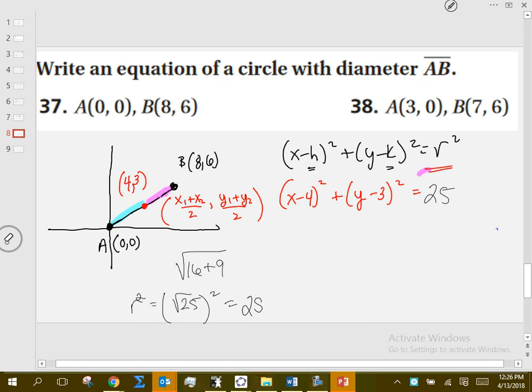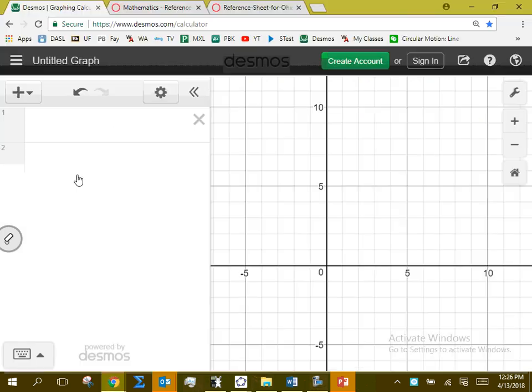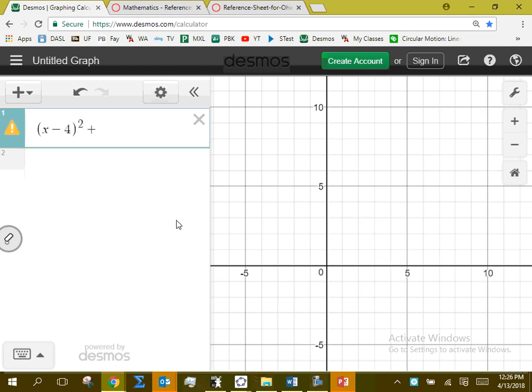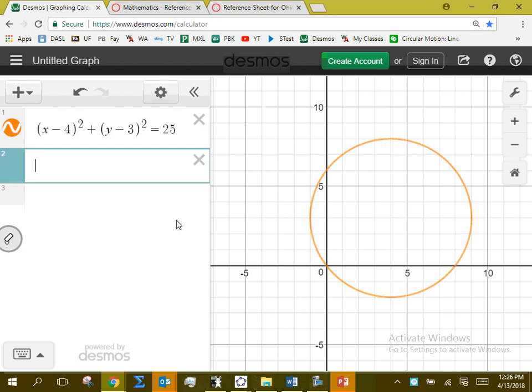Okay. You can graph that. Okay, you can go to Desmos and type in our equation that we just came up with, which was what, x minus 4 squared plus y minus 3 squared is equal to 25, right? That's what we came up with. How can I check to see if that's right? Okay, fill in what coordinates? Well, think about what points did you know should exist on this circle? What points did they start you with?